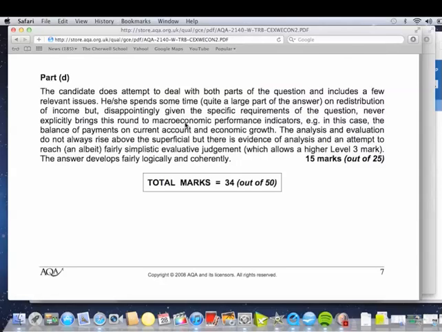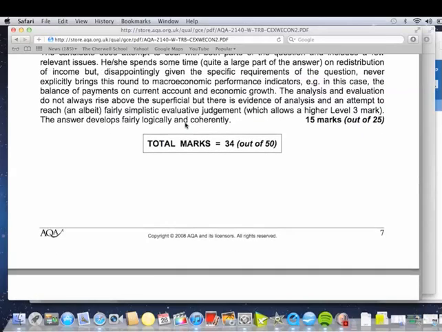The analysis and evaluation does not always rise above the superficial. Yeah, that's what we were saying. It lacked depth, and there's some attempt to get an evaluative judgment. I think they've been a bit generous there. Fairly logical and coherent. Yeah, it does try to pack in a bit too much. It was a little bit unclear in places. I might be more tempted to give this a 13 out of 25 myself.